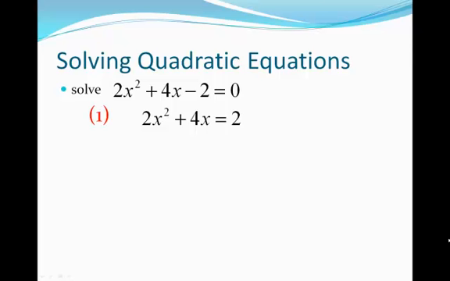Now, that's just the first step. I'm just cleaning things up a bit. In the second step, I want to check my x squared and see if it has any coefficient out front. In this example, I have a 2 in front of my x squared. So I'm going to divide everything through by 2. That's going to make things a little bit smaller. So x squared plus 2x is equal to 1.